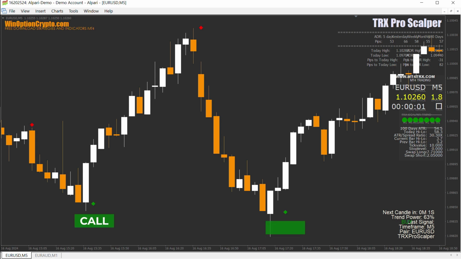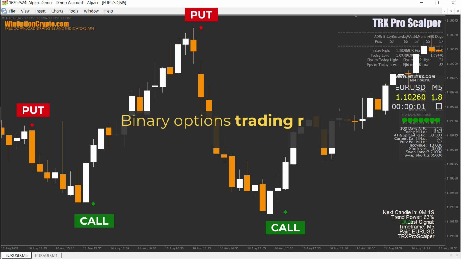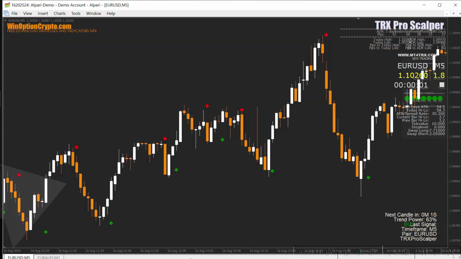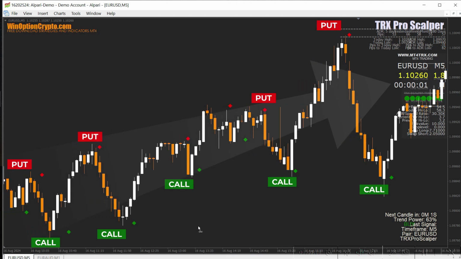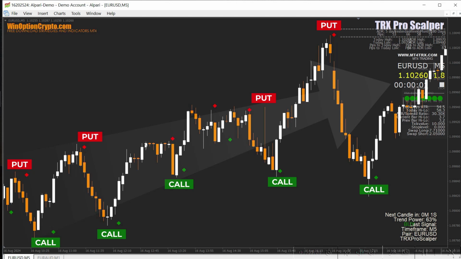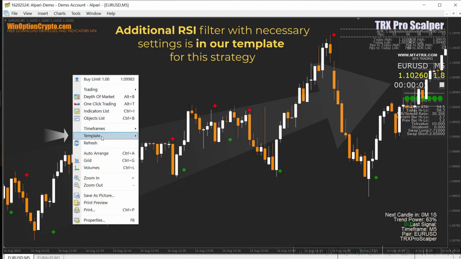Signals for buying call options look like a green diamond under the candle, and for buying puts, a red diamond above the candle. Let's look at the basic rules of trading using this strategy. TRX Pro Scalper generates signals for opening positions both in the direction of the current trend and against it.